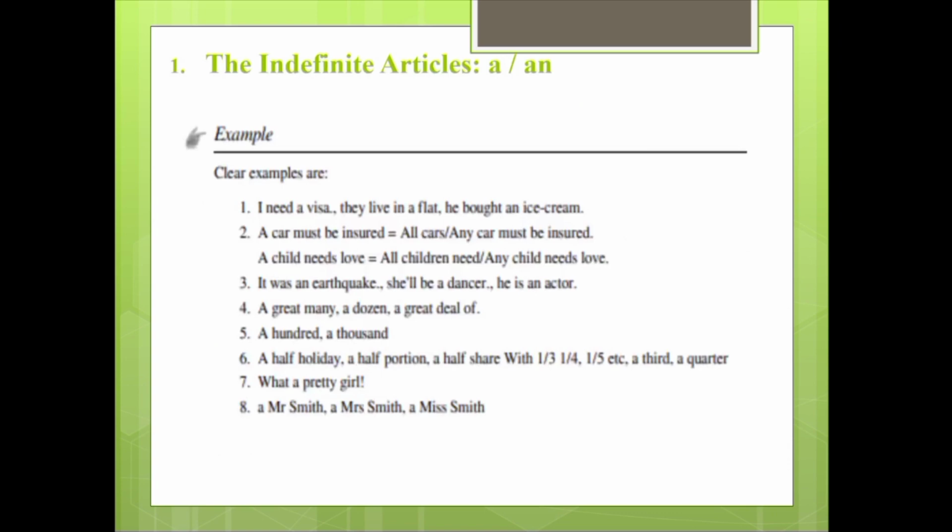Here are some clear examples where both articles can be used.